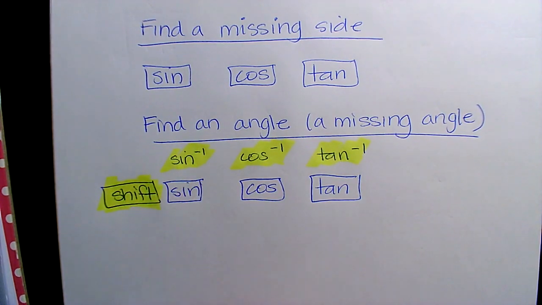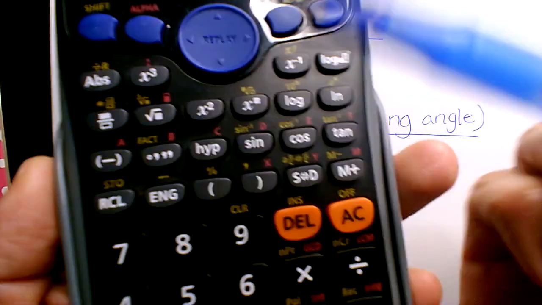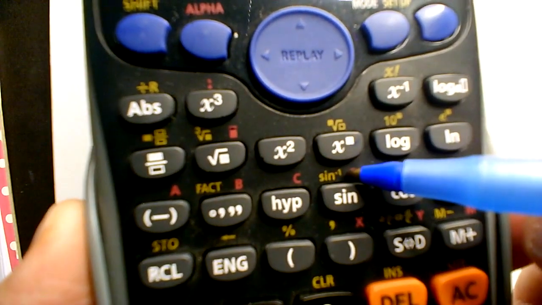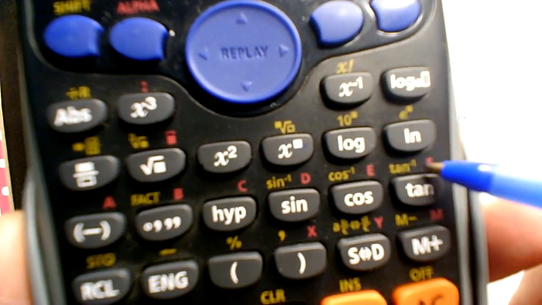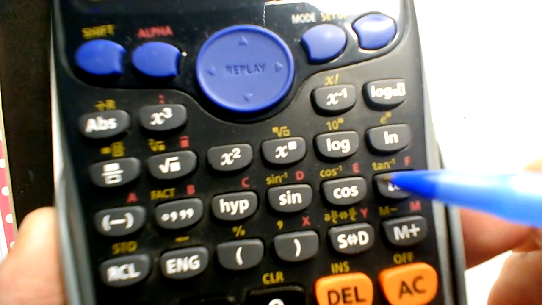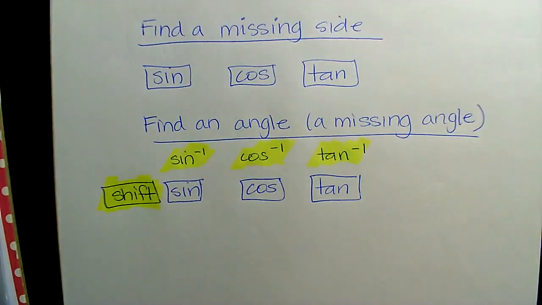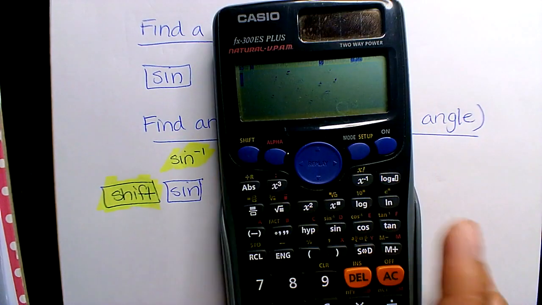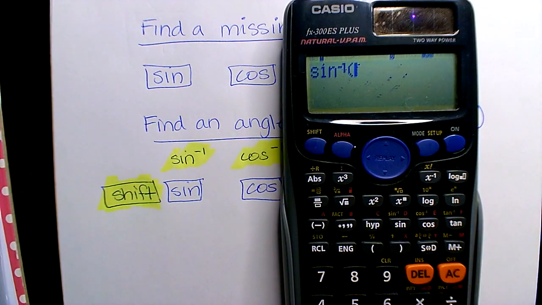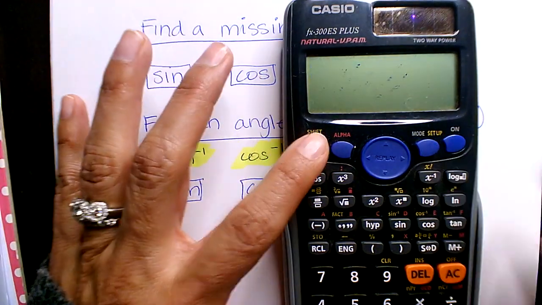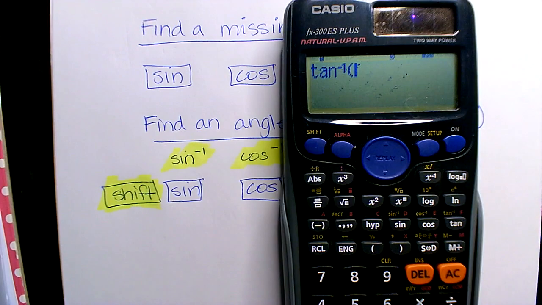So you have to activate the shift because, if you look really close, there's that sine with the -1, cosine to the -1, tangent to the -1. That's your inverse. That little yellow is to find an angle. So you shift sine, and there's my inverse. Shift cosine, right? And you guys remember this from IM3, right? Your teacher. Okay, so that's what we're doing.